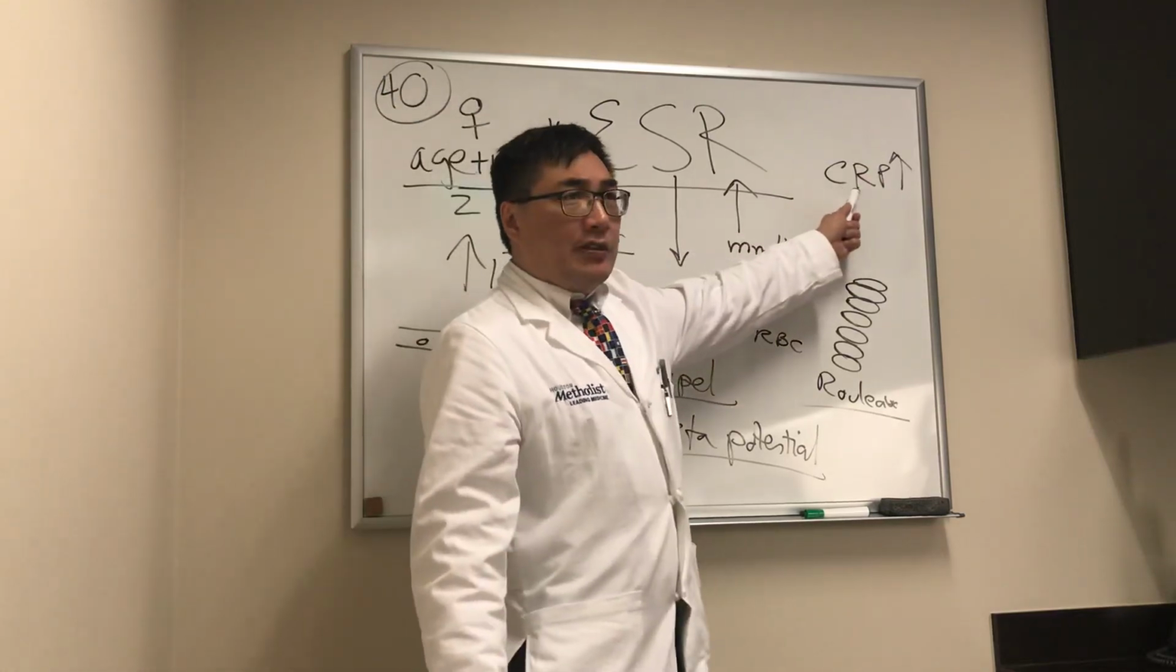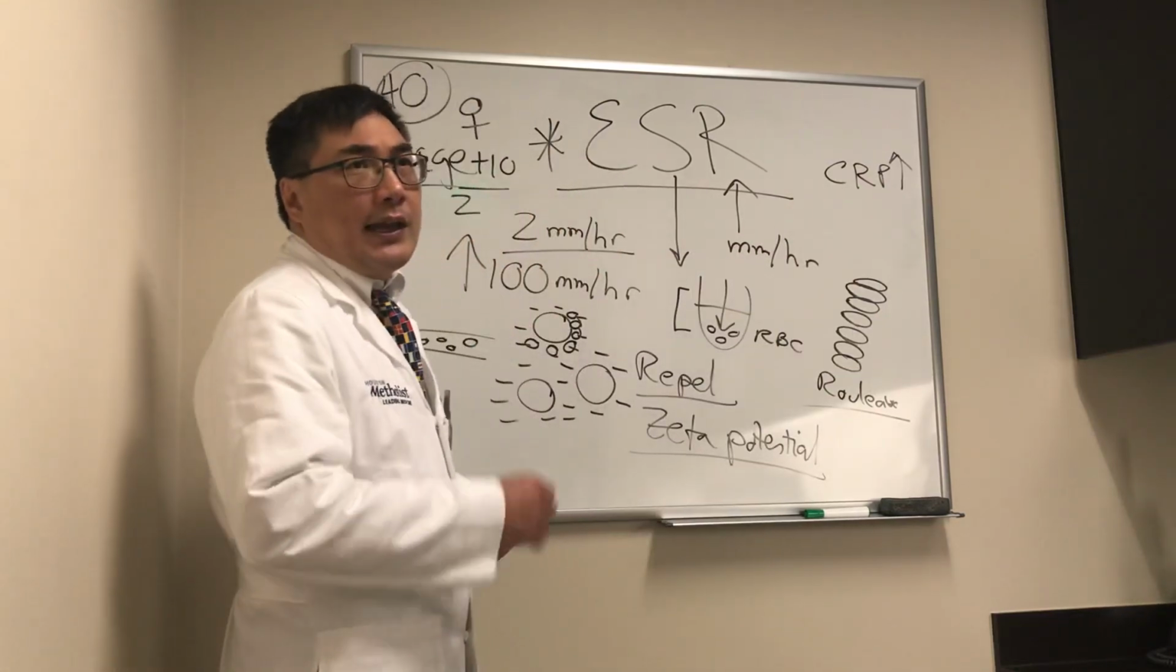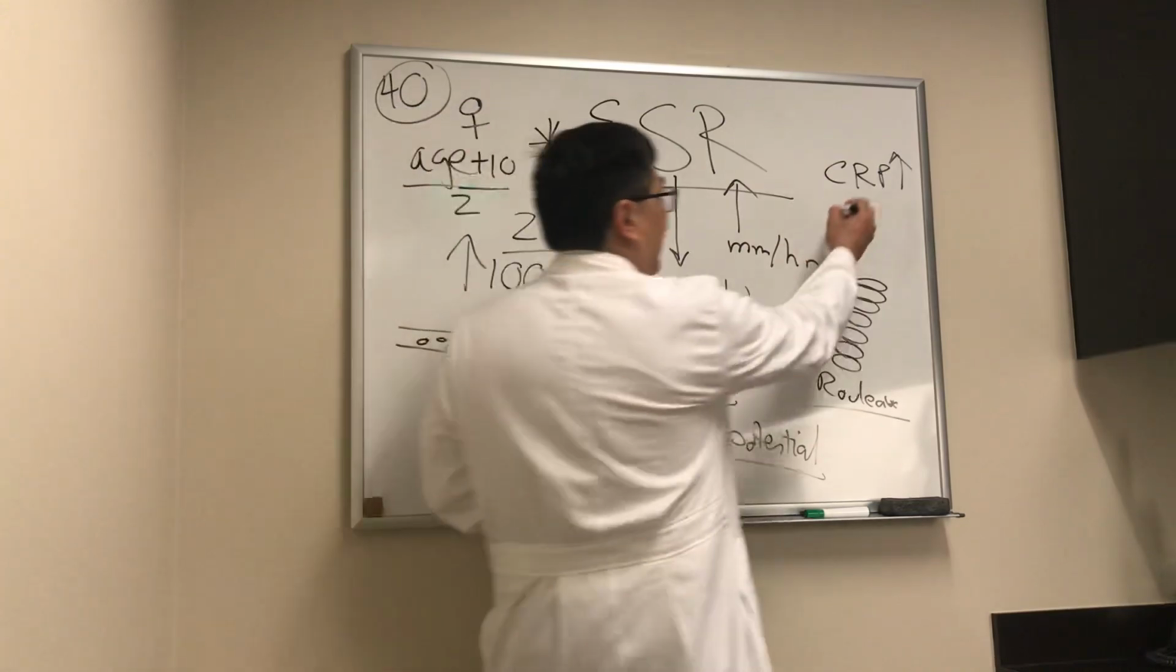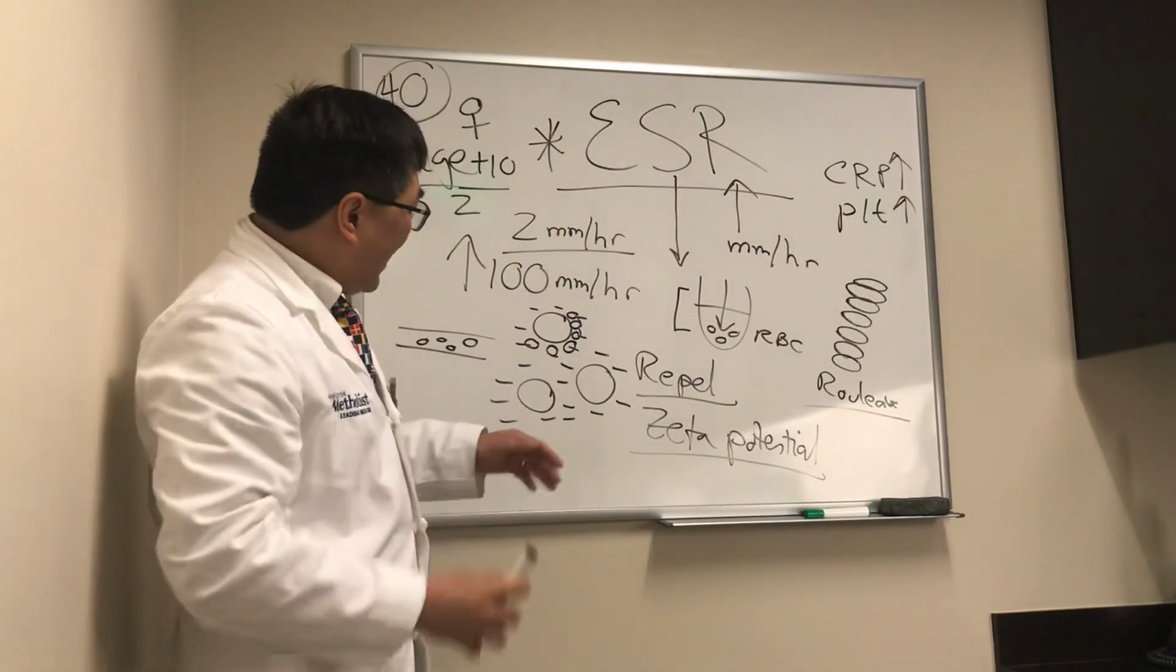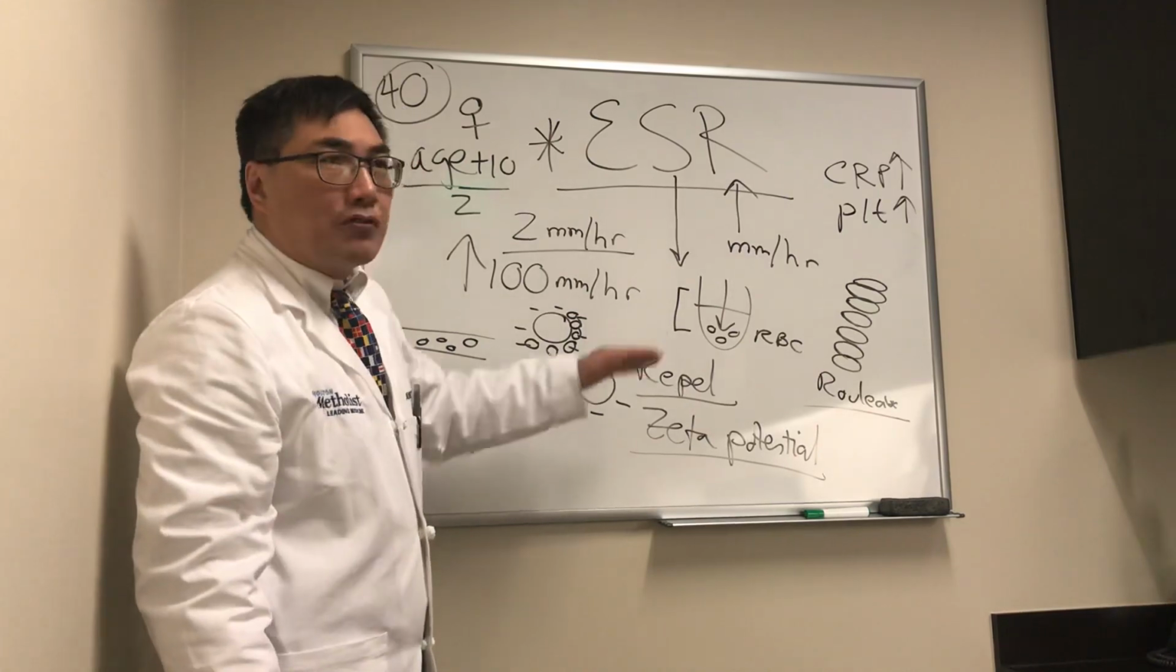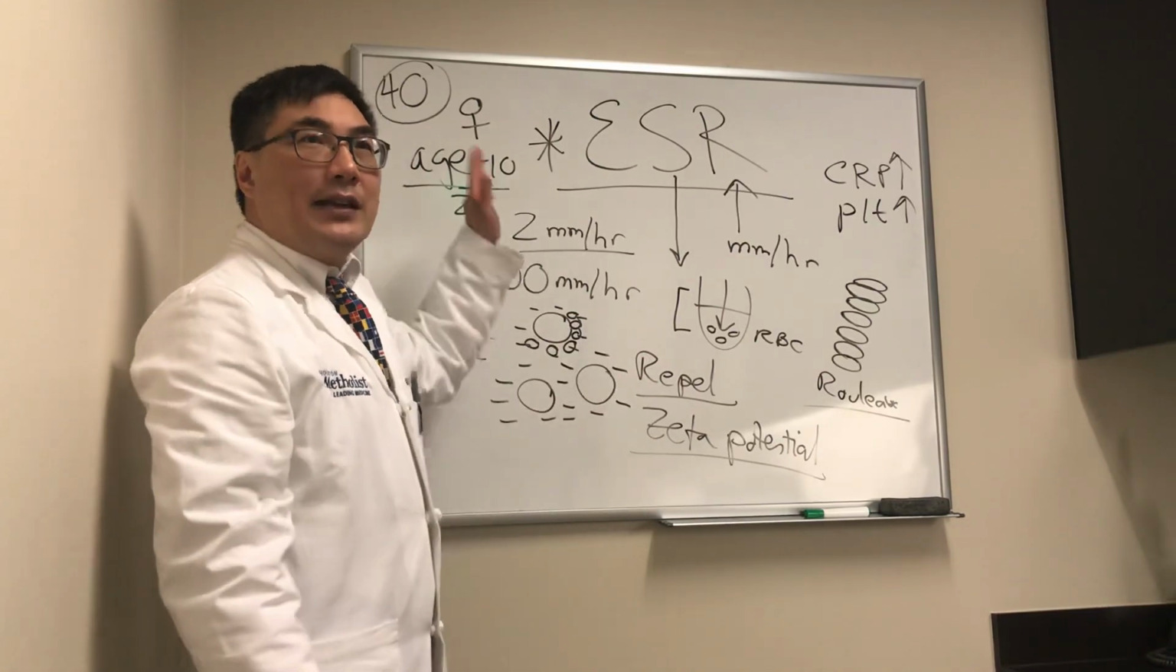You're going to order the other acute phase reactants, the C-reactive protein, and the platelet count to help make a clinical decision about whether this sed rate is real or not. And you need to know a little bit about rouleau and the zeta potential in ophthalmology.